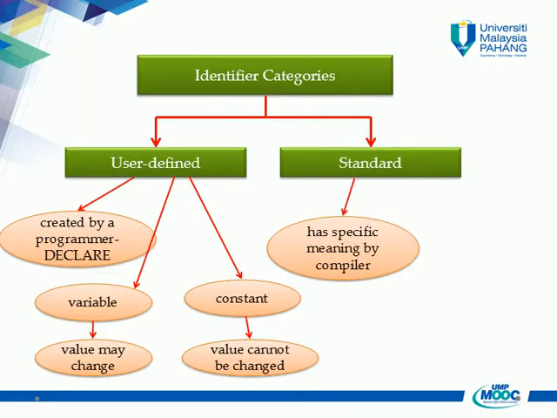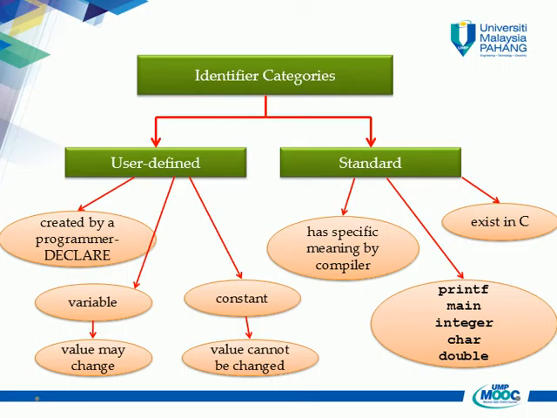A standard identifier has a specific meaning to the compiler. The name already exists in C and cannot be used as a user-defined identifier. For example, printf, main, integer, char and double.